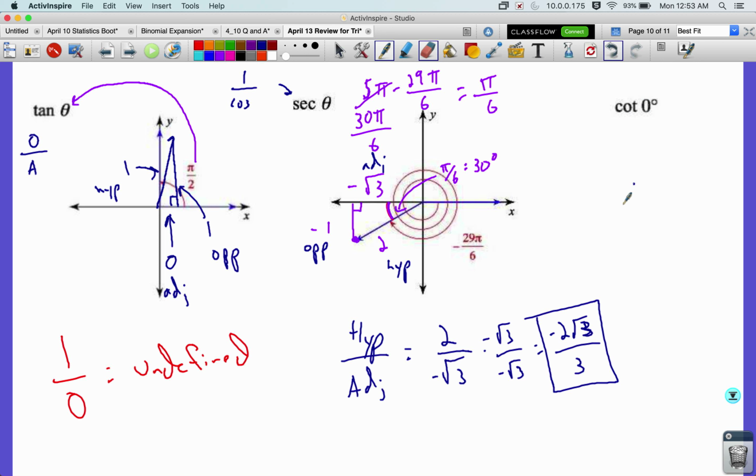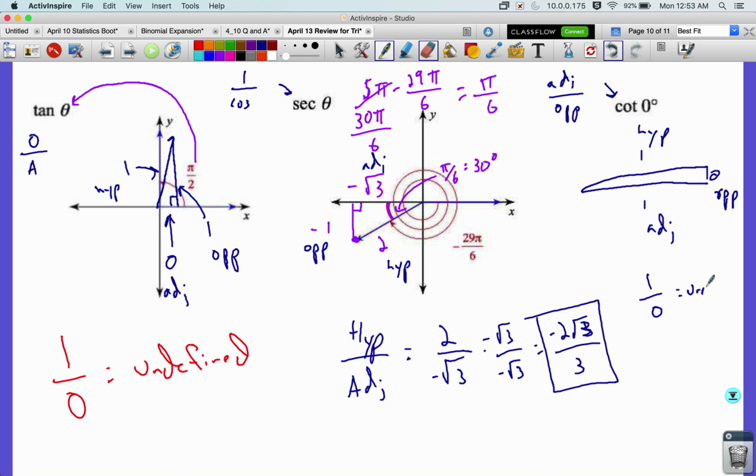All right, cotangent of 0. Let's draw a 0-degree angle triangle. So it has side lengths 1, 1, 0 for the opposite, adjacent, and hypotenuse. Cotangent is the opposite of tangent, so it's actually adjacent over opposite. So adjacent over opposite is 1 over 0, so this is another undefined.